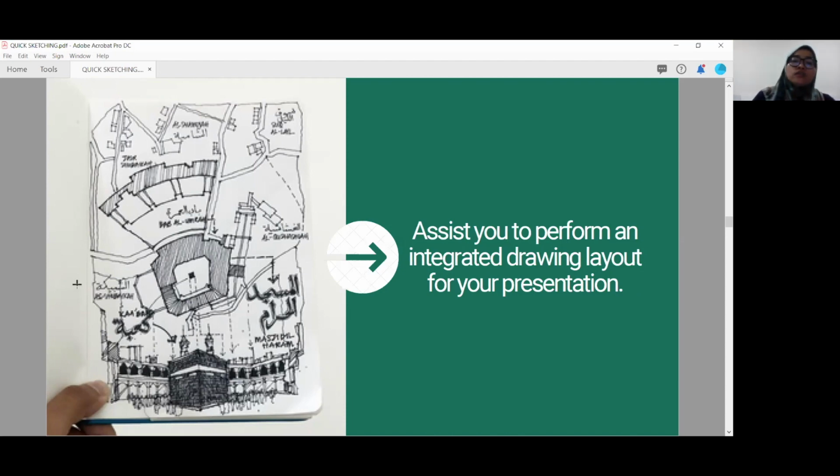So this is my sketch. I sketched this Kaabah, the Holy Land of Mecca. This is the mosque, the Masjidil Haram, the Holy Mosque in Mecca. This is the plan, and then I converted it to more of an elevational perspective. So this is how you can do it. This is just a simple sketch that you can do anywhere.